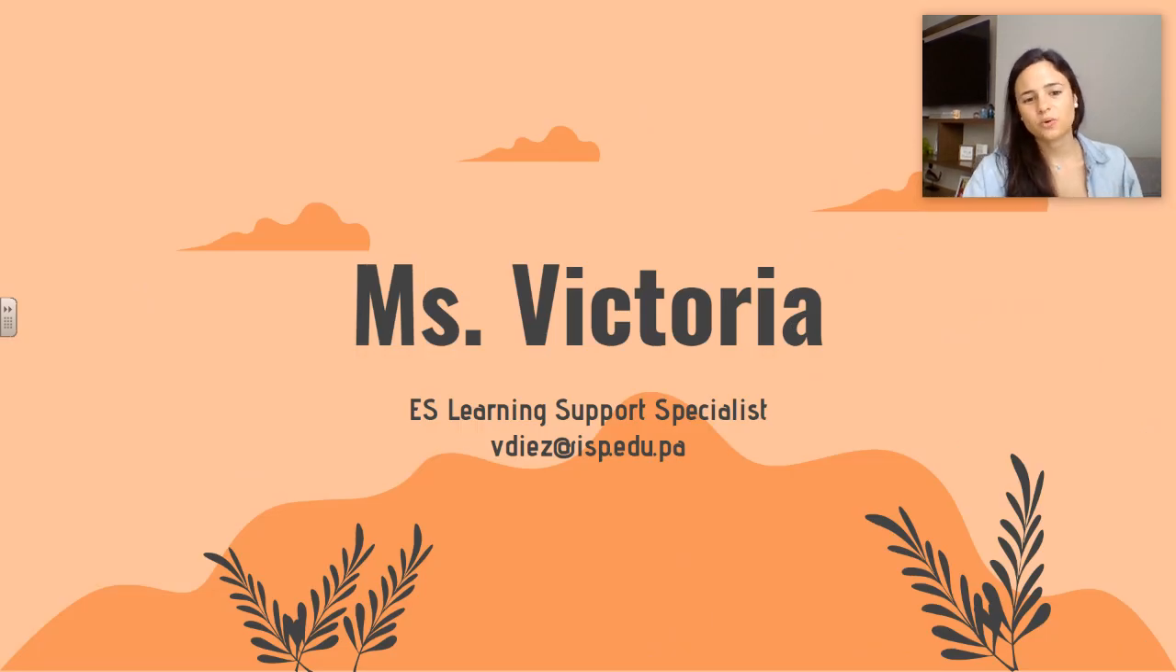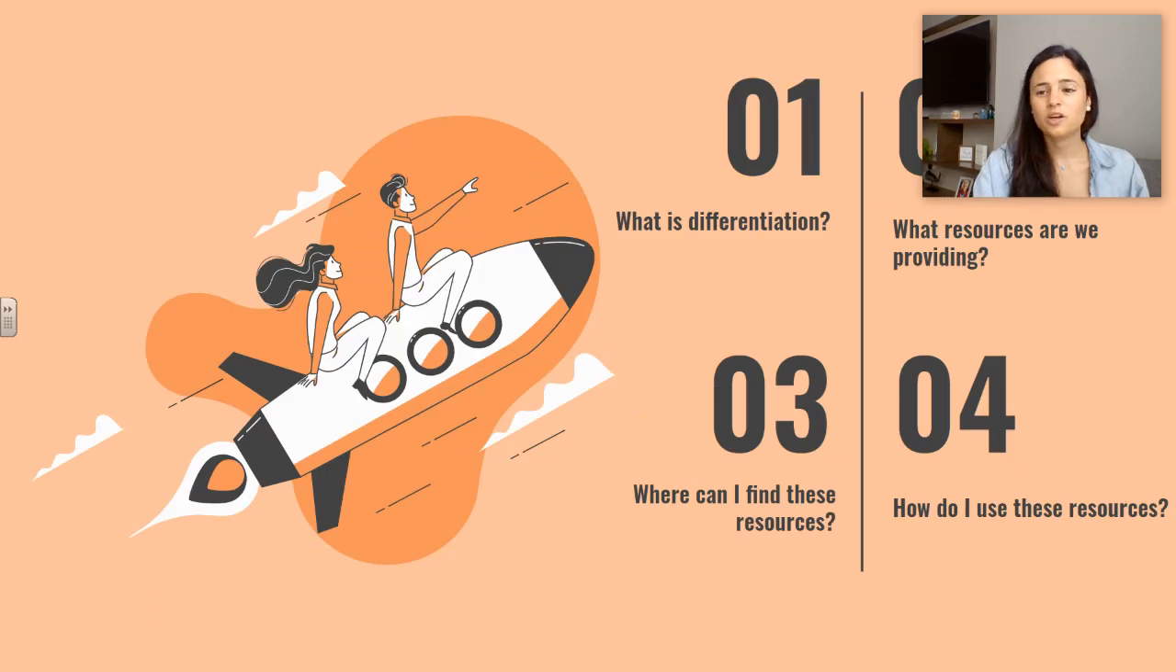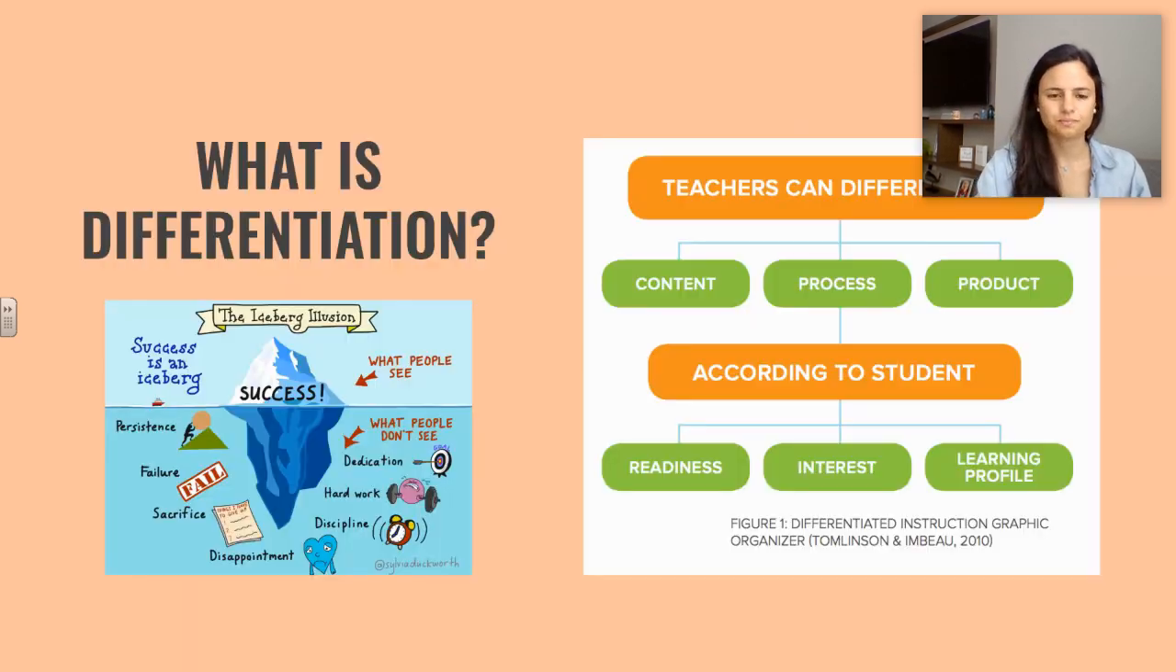My name is Miss Victoria, and I'm one of the elementary school learning support specialists. Today, we're going to do 4 things. First, I'm going to give you a quick overview of what differentiation is. Then we're going to look at what resources we're providing so that you can differentiate the activities for your child, where to find these resources, and how to use them. I'm also going to walk you through an example of how I recommend that you use our resources.